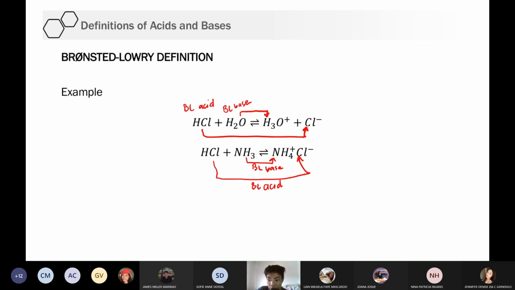kung siya ba ay nadagdagan ng proton or hindi sa reaction. Pag siya ay nadagdagan ng proton, so ibig sabihin nun, yan ay base. Okay? So, another example would be H2O. It didn't produce OH- naman, pero it is the base. Kasi nadagdagan siya ng proton. So, yung Arrhenius definition, this will not work for these examples kasi wala tayong OH minus na na-produce. Instead, we produced a molecule with additional hydrogen sa kanya. For example, H3O plus and NH4 plus.